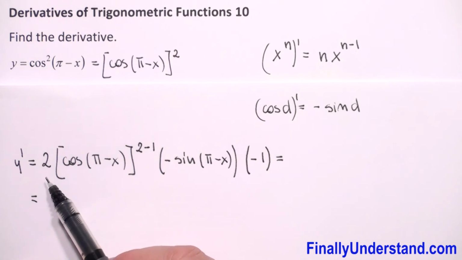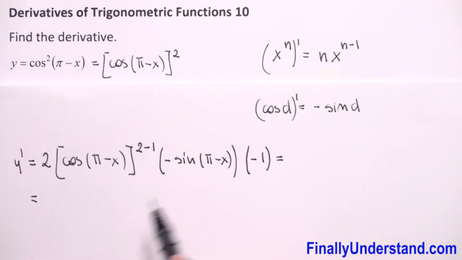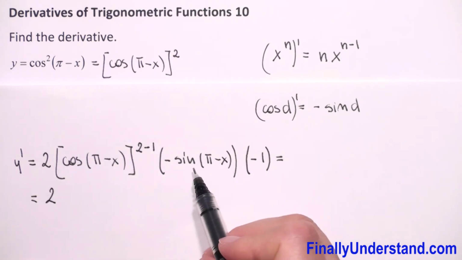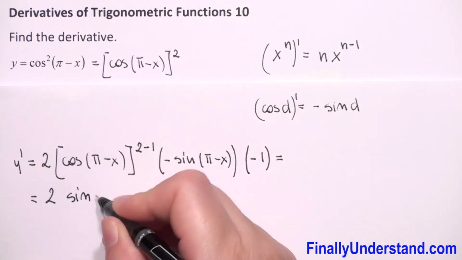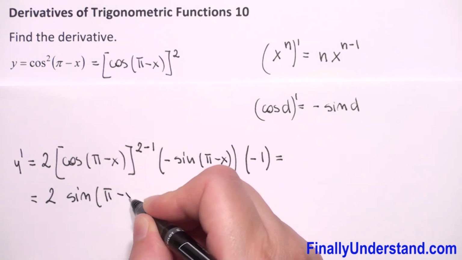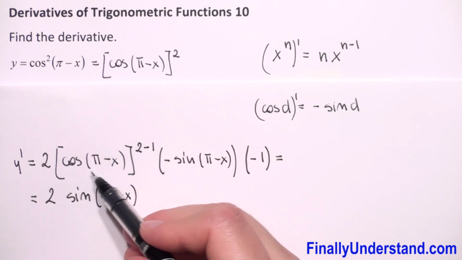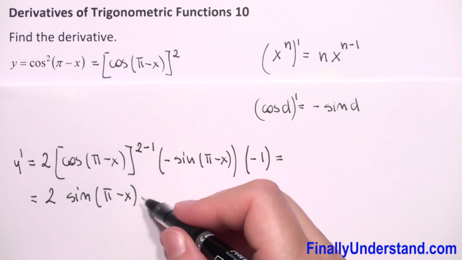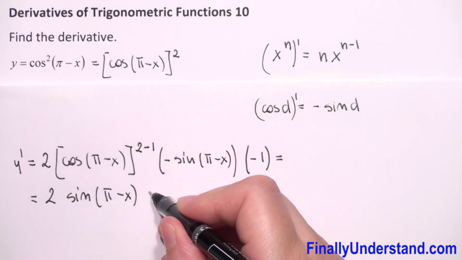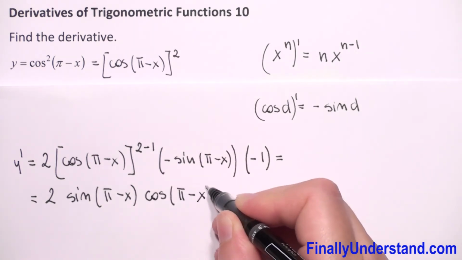We have a positive number, since negative and negative give positive. So we have 2. And first I can put sine of pi minus x times cosine of pi minus x. The power 2 minus 1 is just 1, so we don't have to write the power, so it will be cosine of pi minus x.